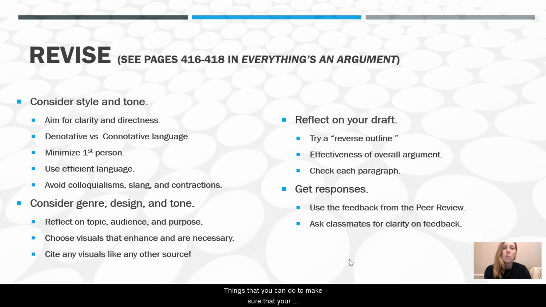Here are things that you can do to make sure that your argument makes sense. You can try a reverse outline. You can look at your paper and then make an outline from what you've written and see if there's any gaps in what you've written. You want to think about the effectiveness of your overall argument. Am I getting across the point that I want to make? And you want to check every paragraph. Is it referring back to the thesis? Is it making the point that you're trying to make? Look at the feedback from your peer review. You can ask your classmates for clarity. All of these things are intended to help you write the best paper you can.